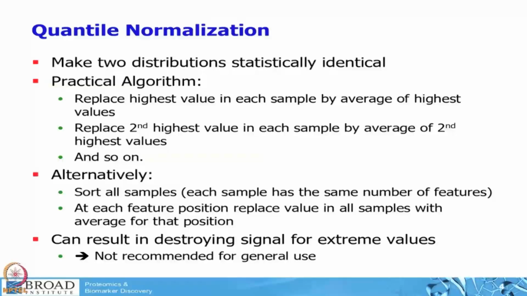And so let's look at these two other procedures. Quantile normalization basically takes two distributions and makes them statistically identical by doing the following. It sorts all the values for all your samples, and then it picks the highest value that you have and says the normalized value is basically the median of the highest value I have seen in all my samples.